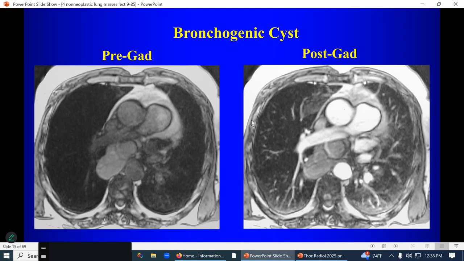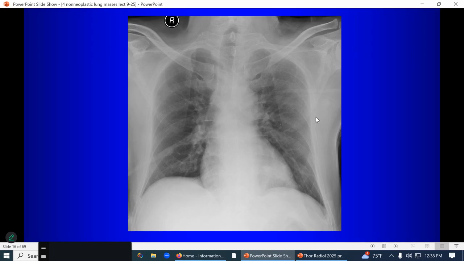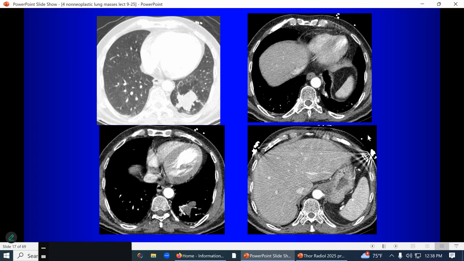So post-GAD, no enhancement. Even with MR, we don't get enhancement with bronchogenic cysts. All right, so this patient has a kind of a vague retrocardiac opacity. Here it is on the CT.